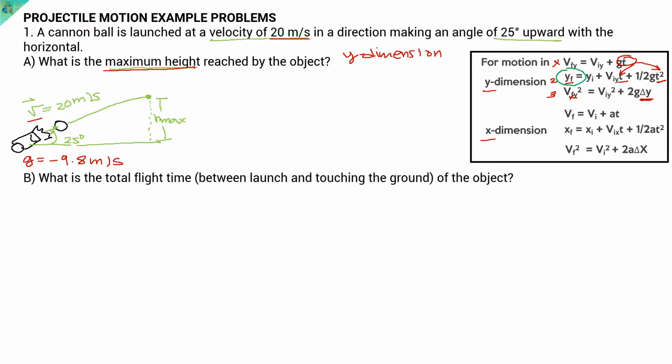Let me repeat. Our strategy would be to search for y final using the second formula, plus 1/2 g t squared. So this is our final formula in searching for the maximum height. But we have to search first for our time. And for us to search for our time, we need to use equation number 1. That is VFY is equal to VIY plus gravity multiplied by time. Okay? So do we have our final velocity?